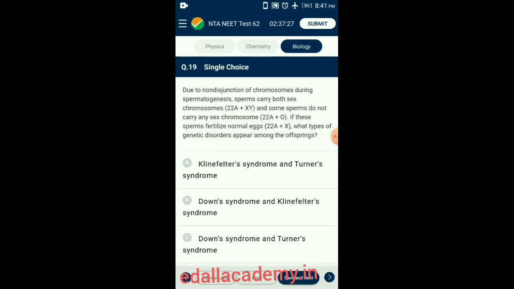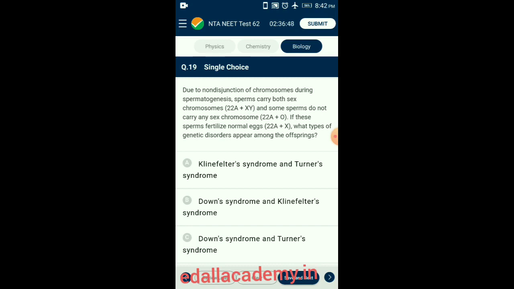Question number 19. Due to non-disjunction of chromosomes during spermatogenesis, sperms carry both sex chromosomes, that means 22 autosomes and XY. And some sperms do not carry any sex chromosome, 22 autosomes and 0. If these sperms fertilize normal eggs, 22 autosomes and X chromosome, what type of genetic disorders appear among the offspring?